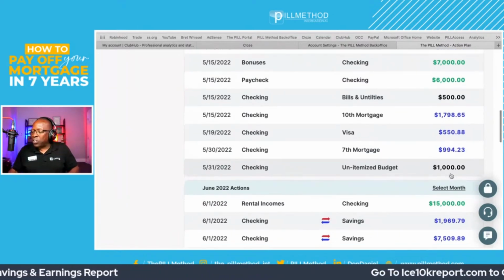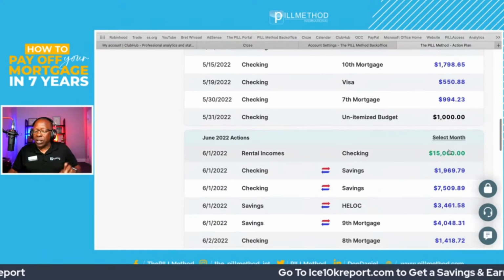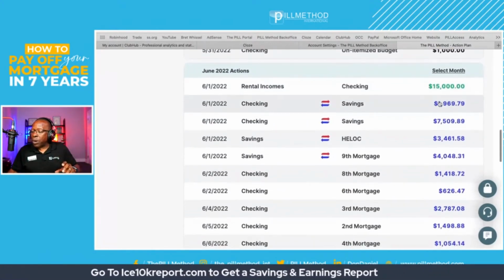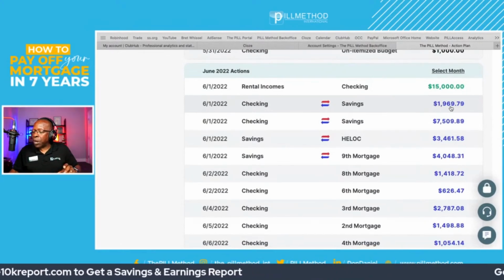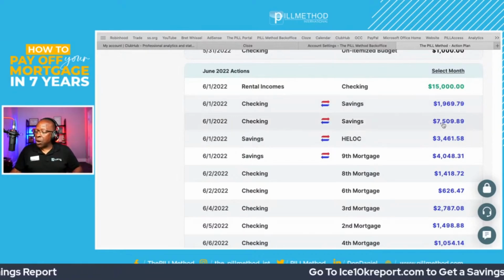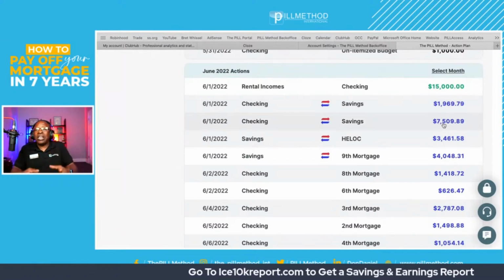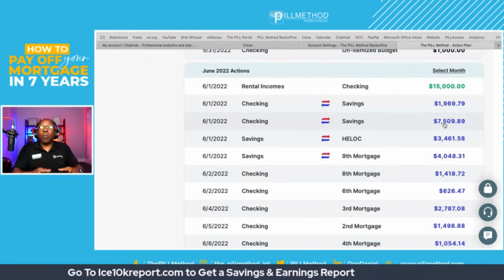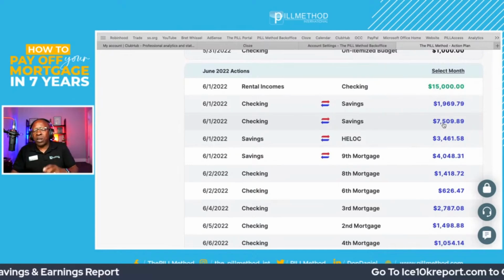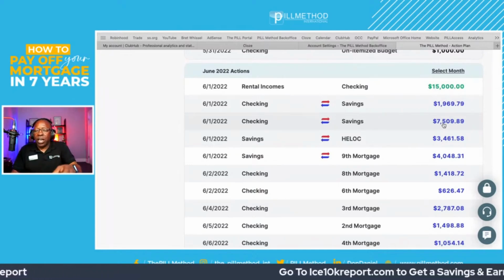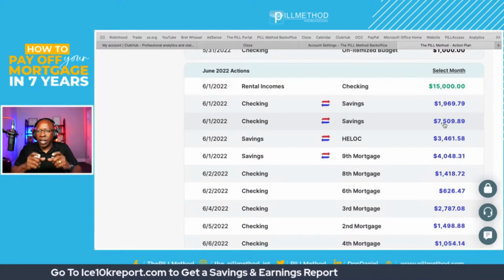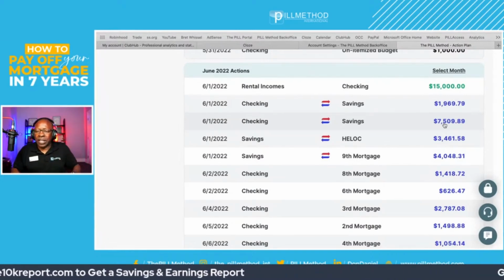So let's take a look at June. All right. So we look at June, we get another $15,000 in for rent. The program says, let's put $1,900 in savings. Let's put another $7,000 in savings. All right. Because that's money they don't need to spend for anything else. So we're building up the savings. Okay. We've told the program how much we need to spend on reinvesting. And so the program says, well, we can't spend that. So we're only going to put a lesser amount in your savings so that we can attack the debt.